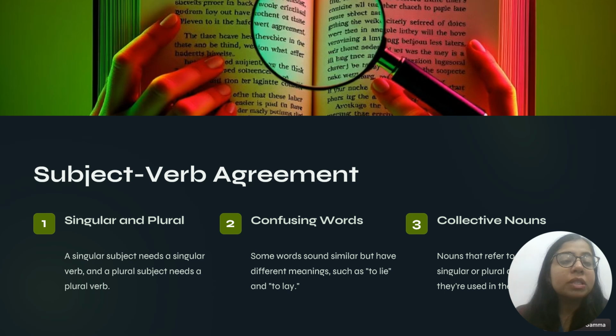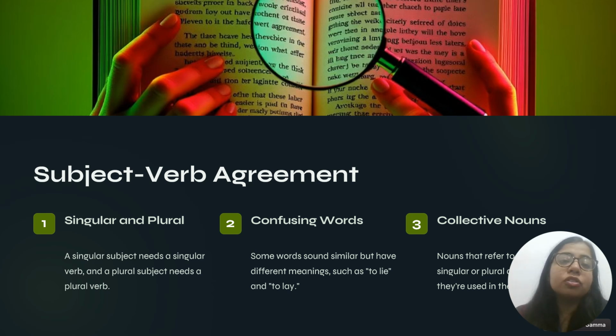Next is confusing words. Some words sound similar but they have different meanings, such as to lie and to lay. To lie is to झूठ बोलना and to lay मतलब आराम करना. So to lie and to lay sound similar but they have very different meanings. Okay.